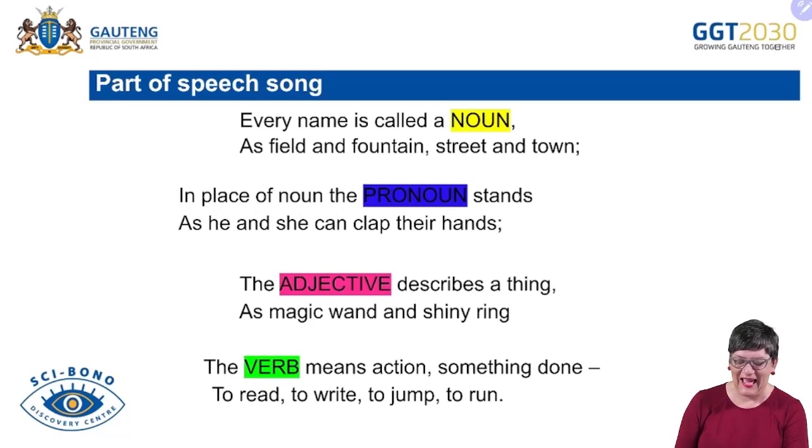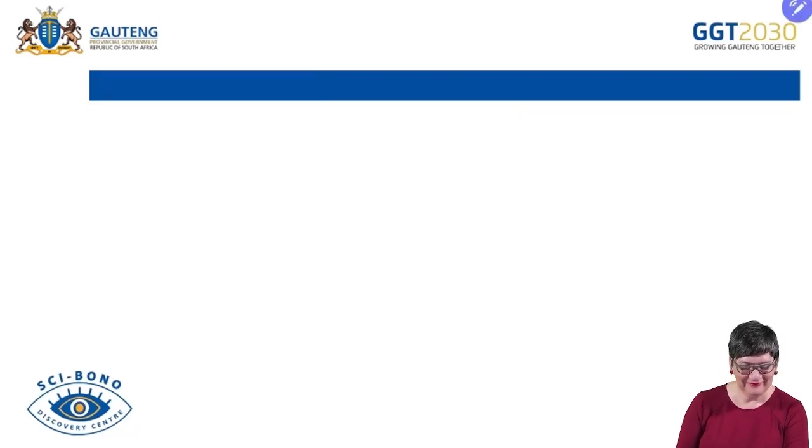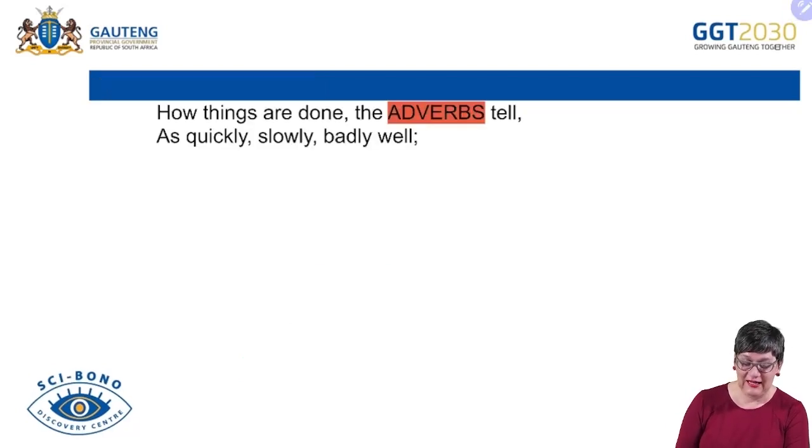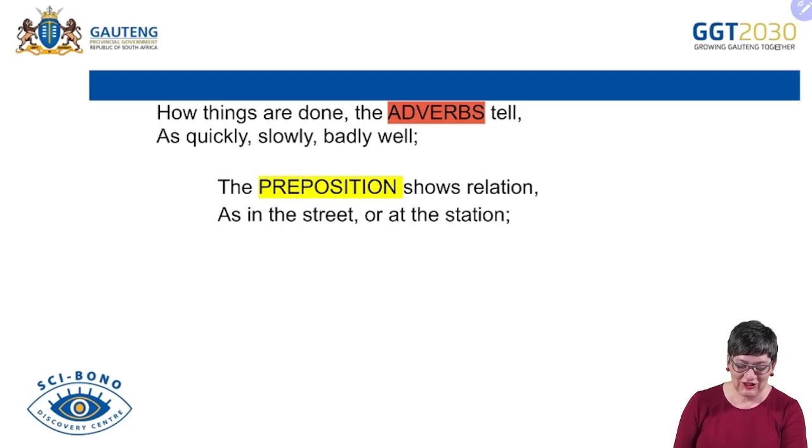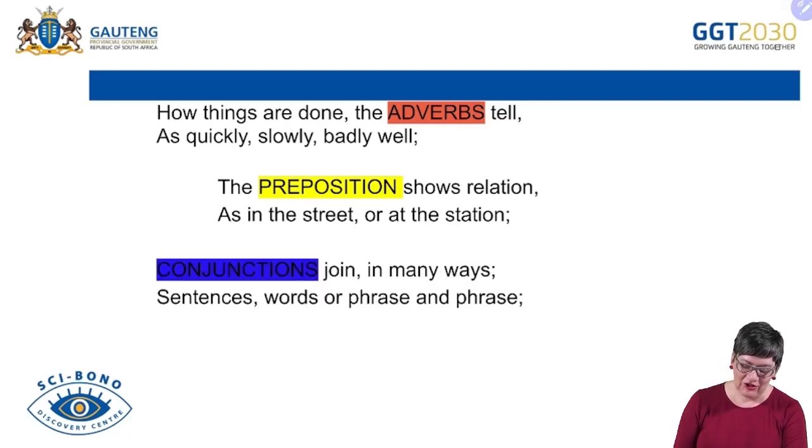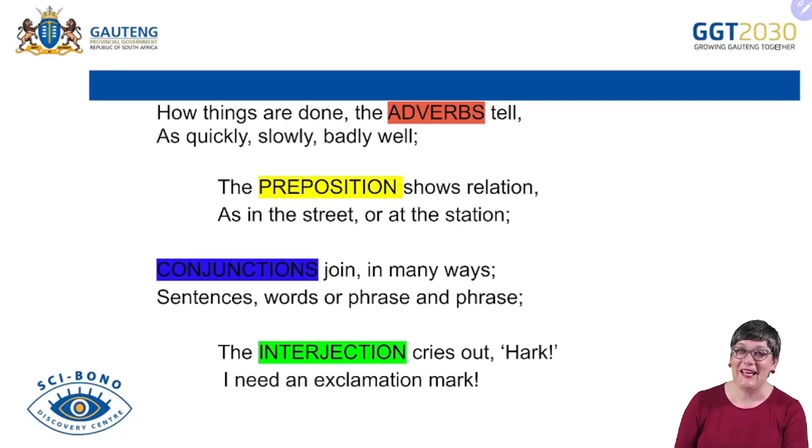The verb means action, something done, to read, to write, to jump, to run. How things are done, the adverbs tell, as quickly, slowly, badly, well. The preposition shows relation, as in the street or at the station. Conjunctions join in many ways, sentences, words, or phrase and phrase. The interjection cries out, hark! I need an exclamation mark.